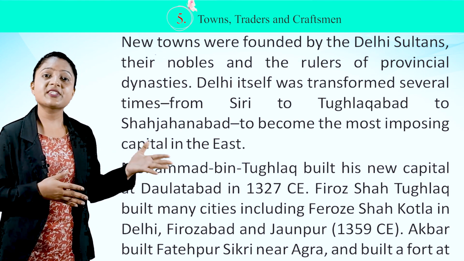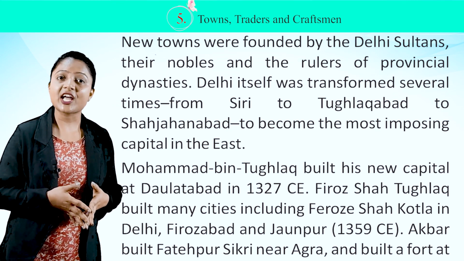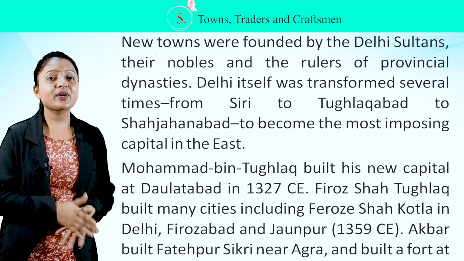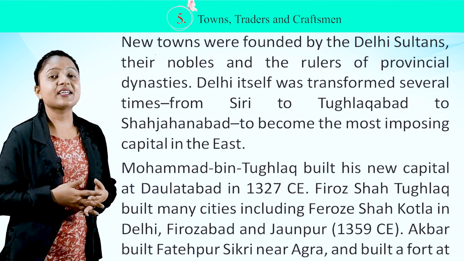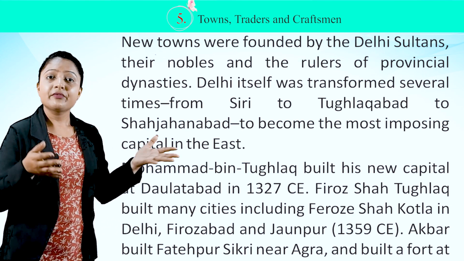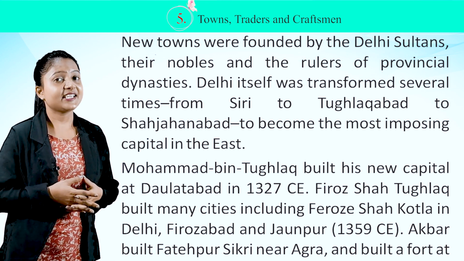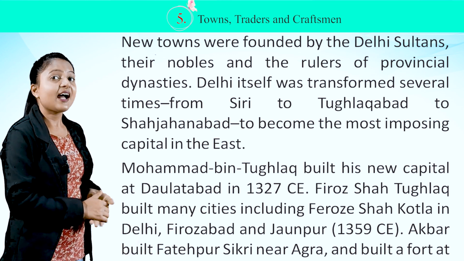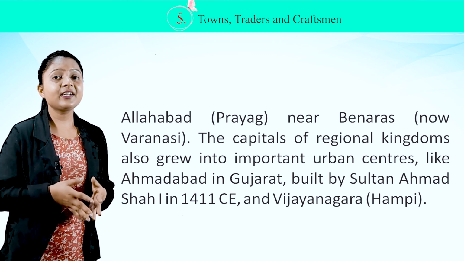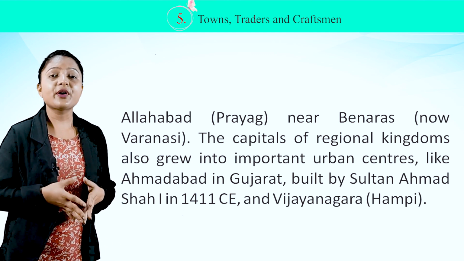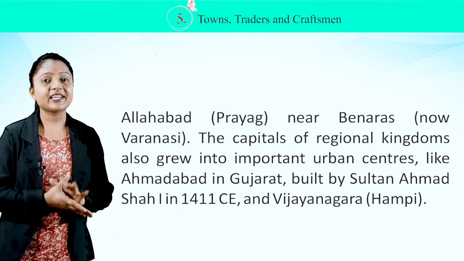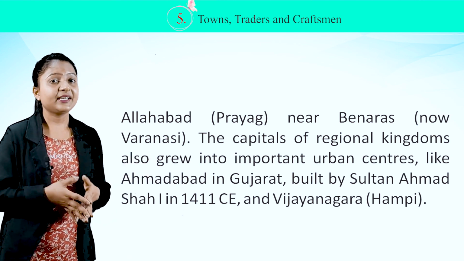Delhi itself was transformed several times, from Siri to Tughlaqabad to Shahjahanabad, to become the most imposing capital in the east. Muhammad bin Tughlaq built his new capital at Daulatabad in 1327 CE. Firuz Shah Tughlaq built many cities including Firuz Shah Kotla in Delhi, Firozabad and Jaunpur in 1359 CE. Akbar built Fatehpur Sikri near Agra and a fort at Allahabad, Prayag, near Banaras, now Varanasi. The capitals of regional kingdoms also grew into important urban centers, like Ahmedabad in Gujarat, built by Sultan Ahmad Shah in 1411 CE, and Vijayanagar, Hampi.